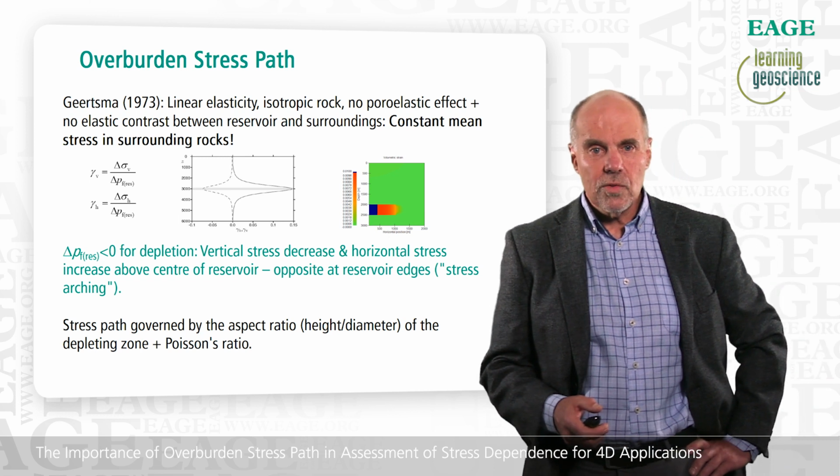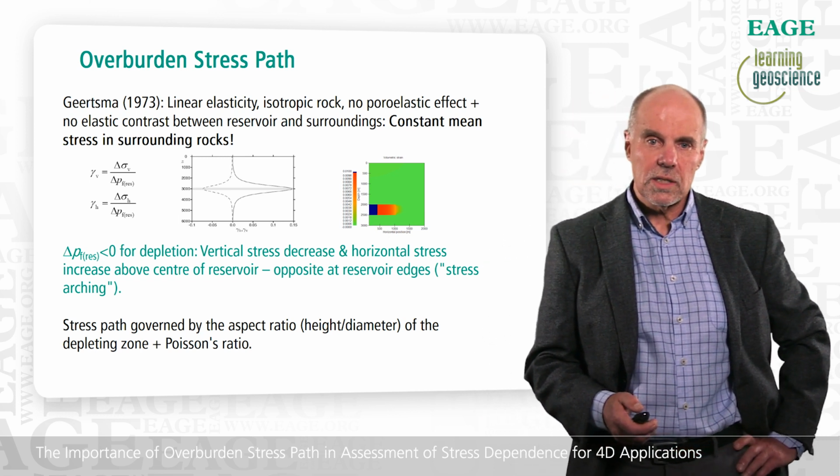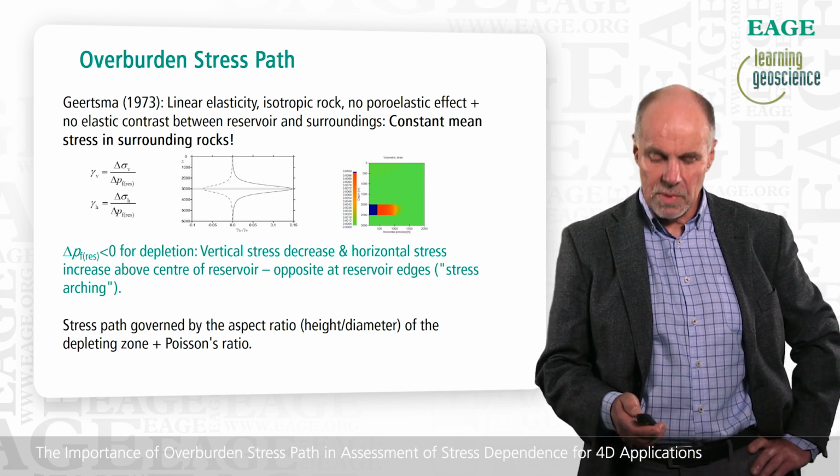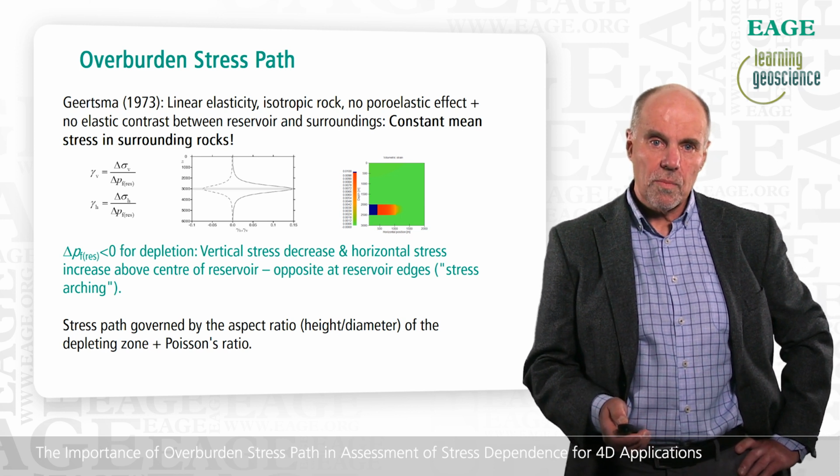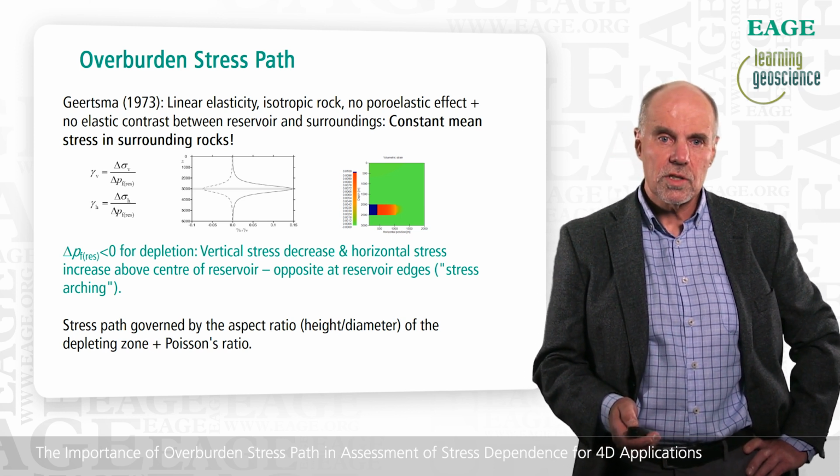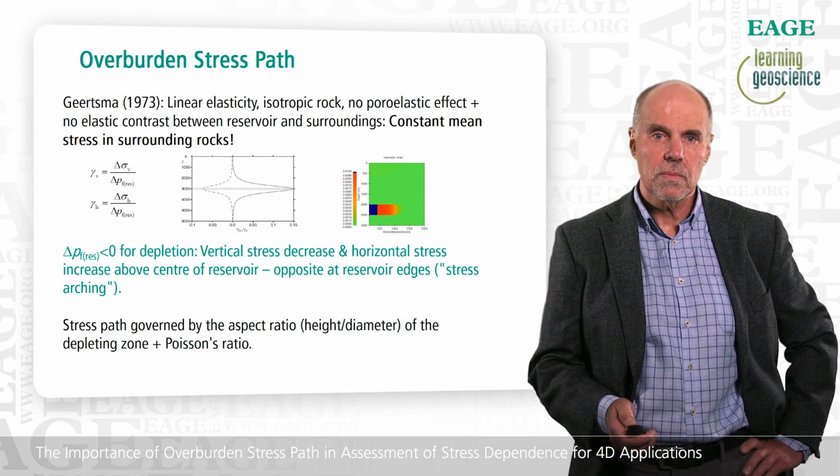The stress path is governed by the aspect ratio, which is the height over diameter of the depleting zone, and the rock parameter that most influences it is the Poisson's ratio.